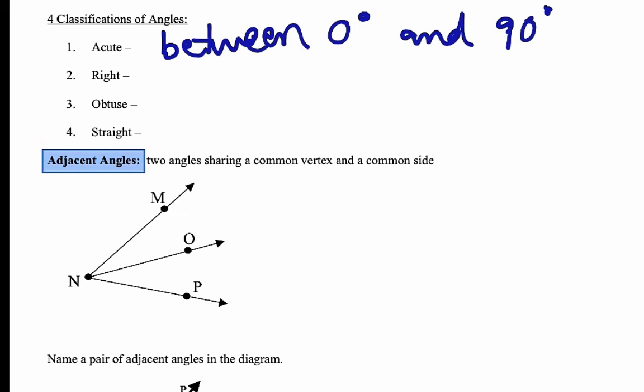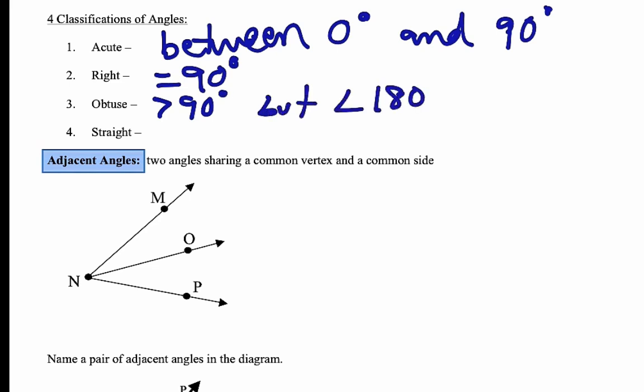A right angle is exactly equal to 90 degrees, and an obtuse angle is greater than 90 degrees, but also at the same time less than 180. So we don't go above 180. And a straight angle, which a lot of people simply call a line, but when you're talking about an angle, we say it's straight, that's equal to 180 degrees total. So make sure you know those 4 angle definitions and the difference between them.